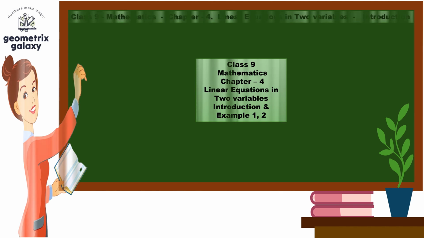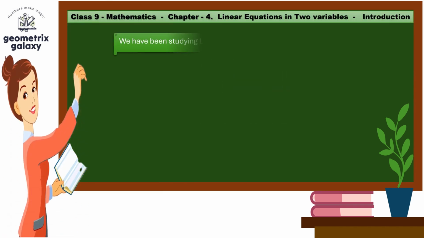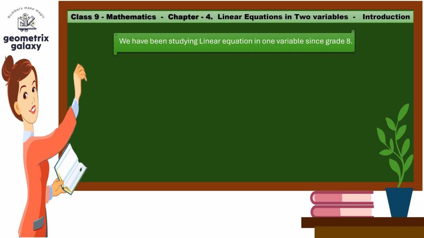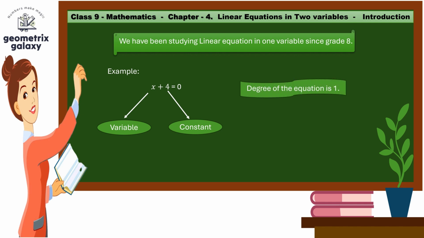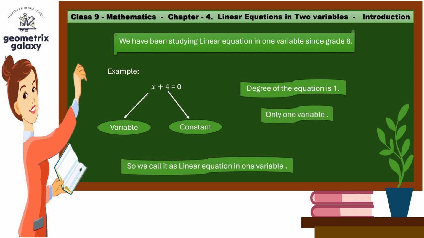We have been studying linear equation in one variable since grade 8. Here is one example, x plus 4 is equal to 0. Here x is called the variable and 4 is called the constant. The degree of this equation is 1. There is only one variable in this equation. Therefore, we call it a linear equation in one variable.